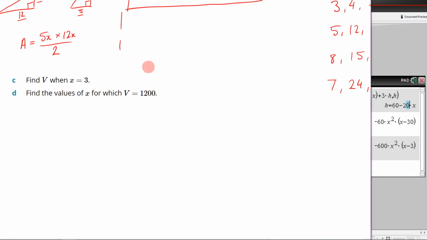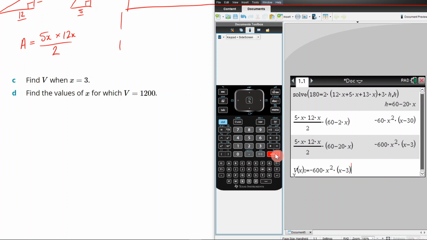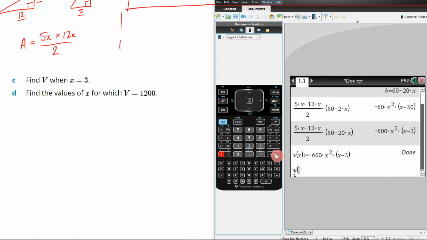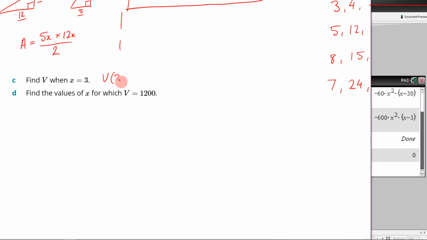All right, let's answer these last few questions here. It says find v when x is equal to 3. So I would come over here, and what I'm going to do is I'm just going to define v of x. Remember to define, you go control this. I can then go up, take that, and just bring it down. Now that's defined. Now I can just go v of 3, and my answer is going to be 0. So when x is 3, I get a volume of 0. I don't need to explain that or anything, so we'll just leave it.